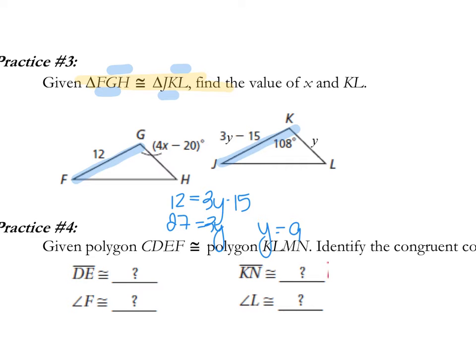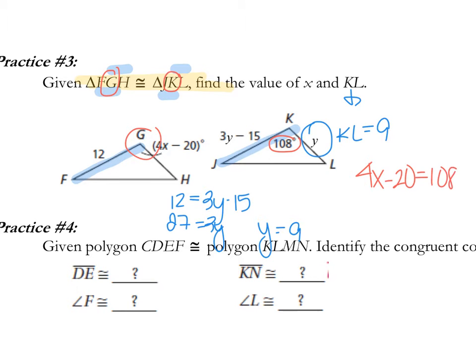Which then, my value of KL would also equal 9 since it's just represented by y. And then I have angle K. Angle K is going to be in the middle here, so I need to match it in this triangle, so that's going to be angle G. What do you know? I have information there about that angle. So I get 4x equal 128, so x equals 32.